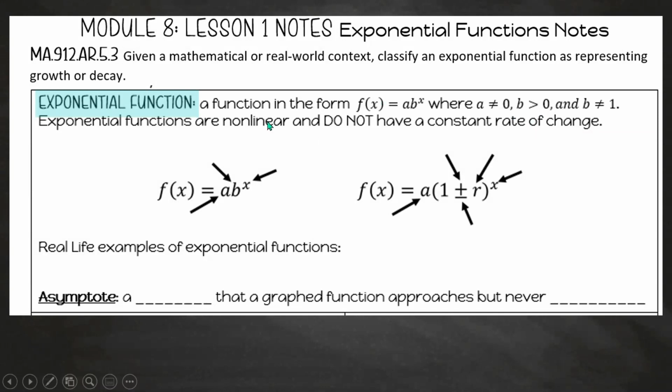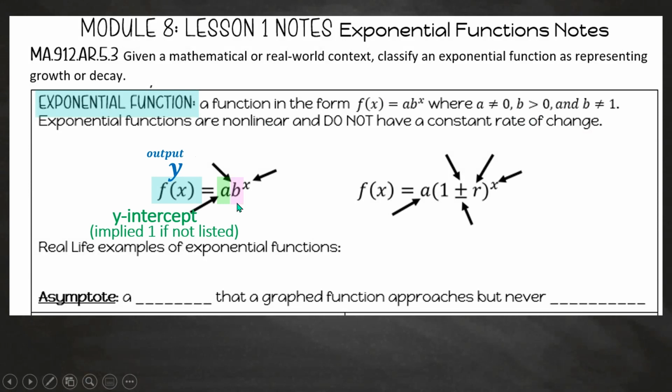Exponential functions are nonlinear and do not have a constant rate of change. So let's look at parts of an exponential function. We have our f of x, which is a fancy way of writing our y value. Our y value is also talking about our outputs. The a term of our exponential function is our y-intercept. It is an implied 1 if there is no number listed. So we'll see an example of that here in just a moment.